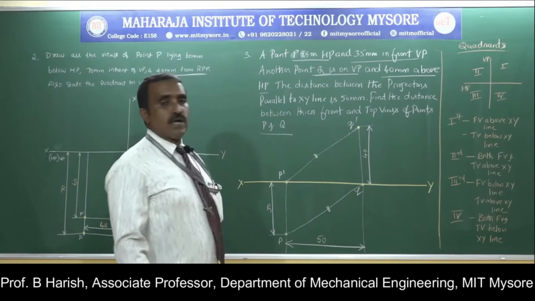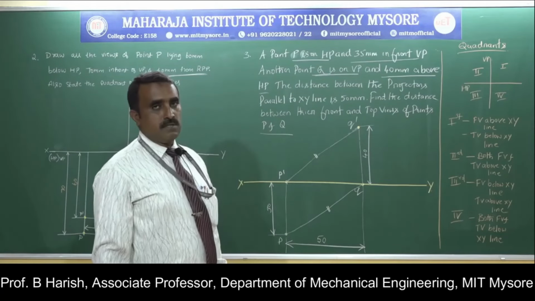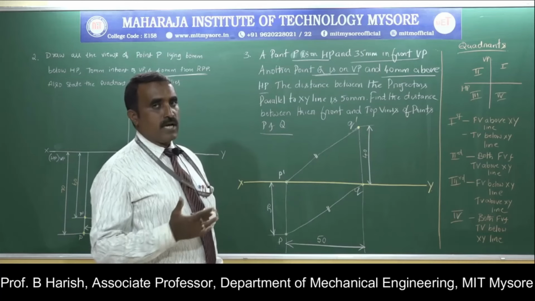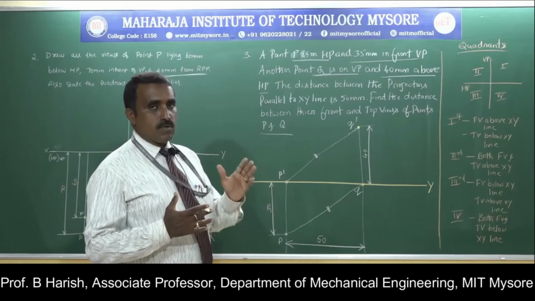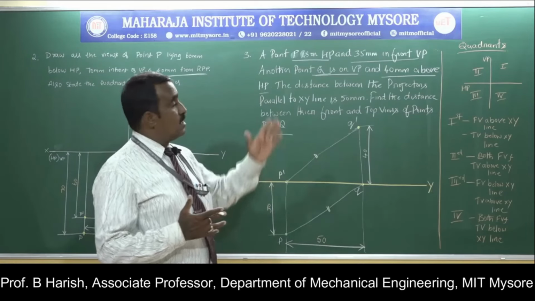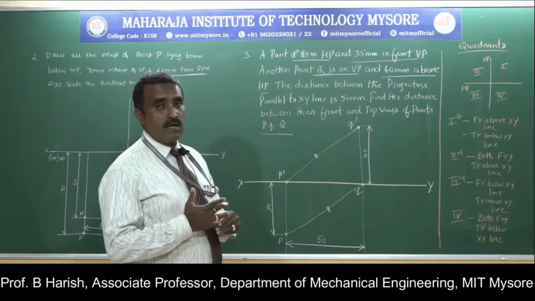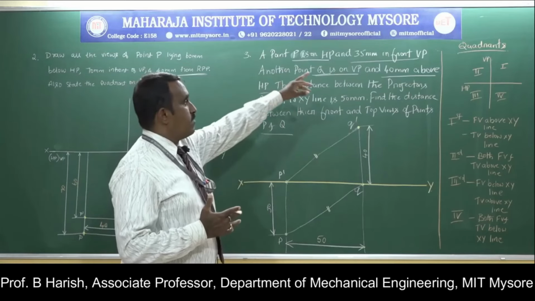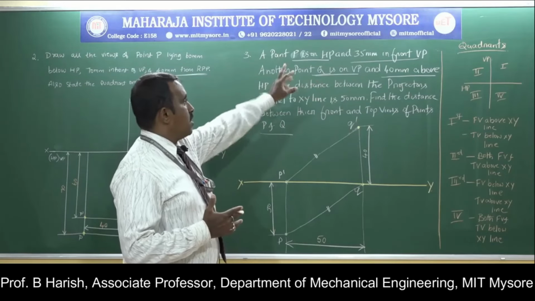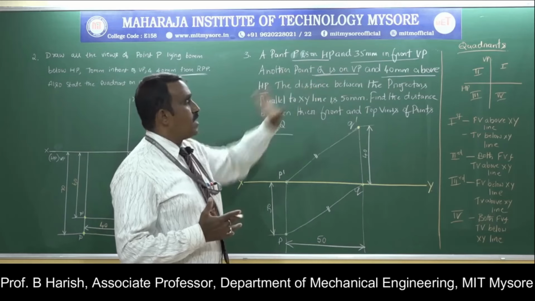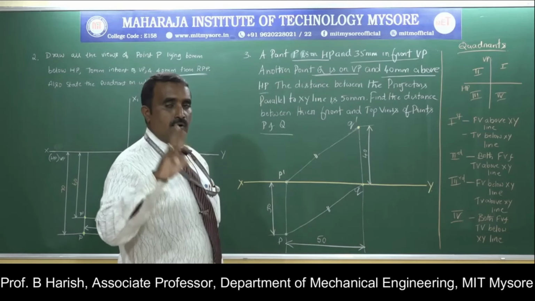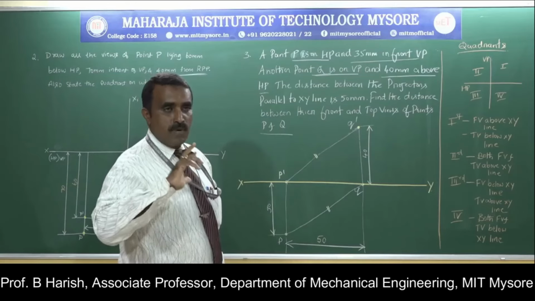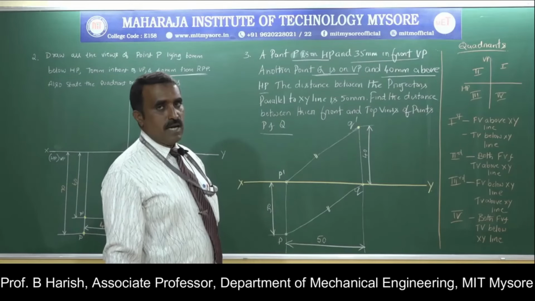Now, how to get the projectors? If you read the problem carefully, two points are given, point P and Q, and the conditions of both points are given. How to draw the projection? Point P is 35 mm in front of VP and on HP. Then point Q is on VP and 40 mm above HP. So here I will draw the projectors on the common XY line.